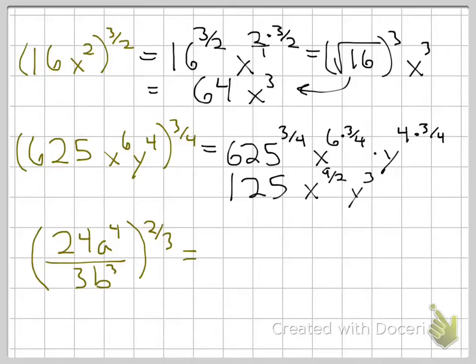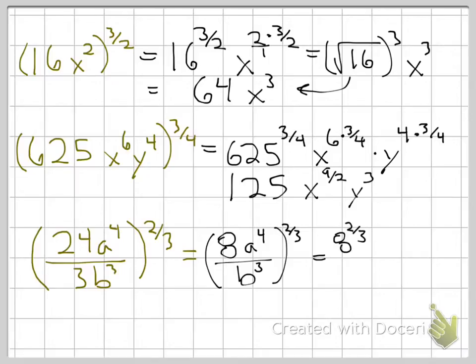We reduce the fraction. If you come across some of them where it doesn't immediately have a root, look to reduce the fraction. So in this case, it's actually 8, a to the 4th, b to the 3rd, to the 2/3. Now we got 8 to the 2/3, a to the 4 times 2/3, and b to the 3 times 2/3. Going to be a little bit nicer. So what is 8 to the 2/3 going to give us? Cube root of 8 squared. Get 2, square it, you get 4.